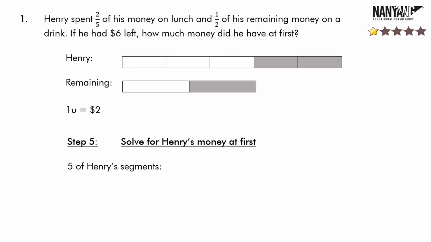Henry has 5 segments of money at first. And this is 5 times 2 units, 10 units. Which is 10 times $2, $20. So that's our answer. Henry had $20 at first.